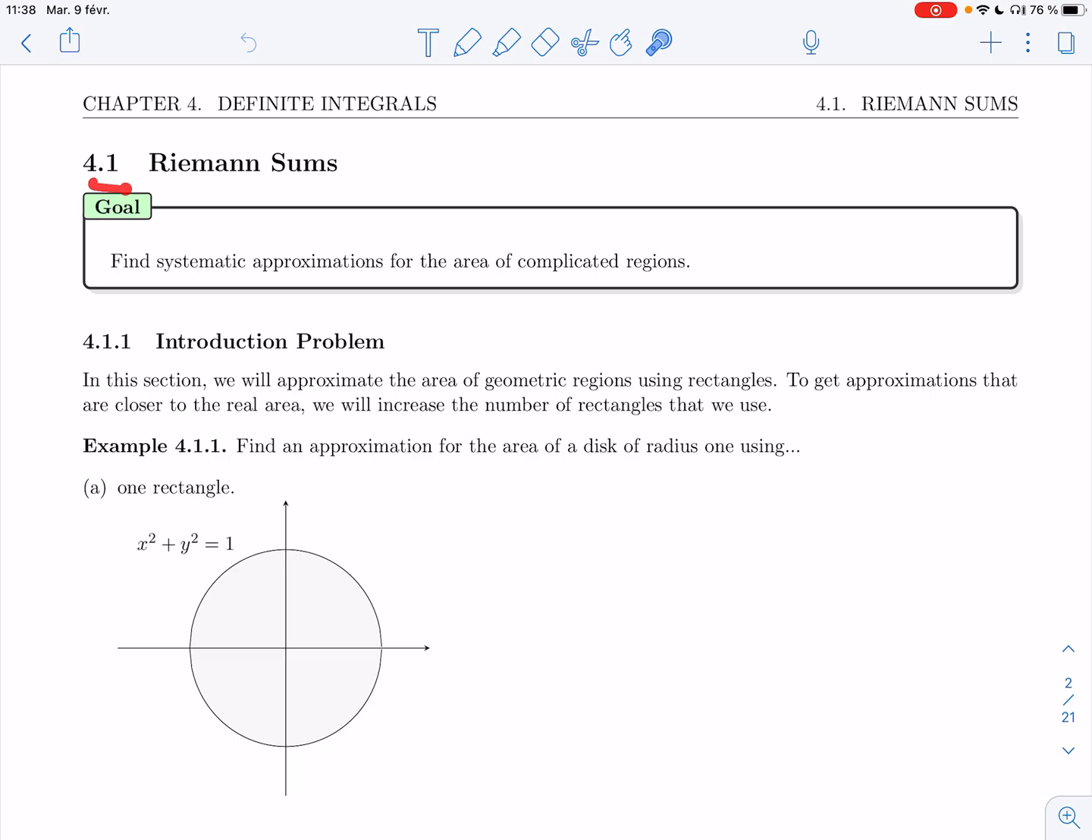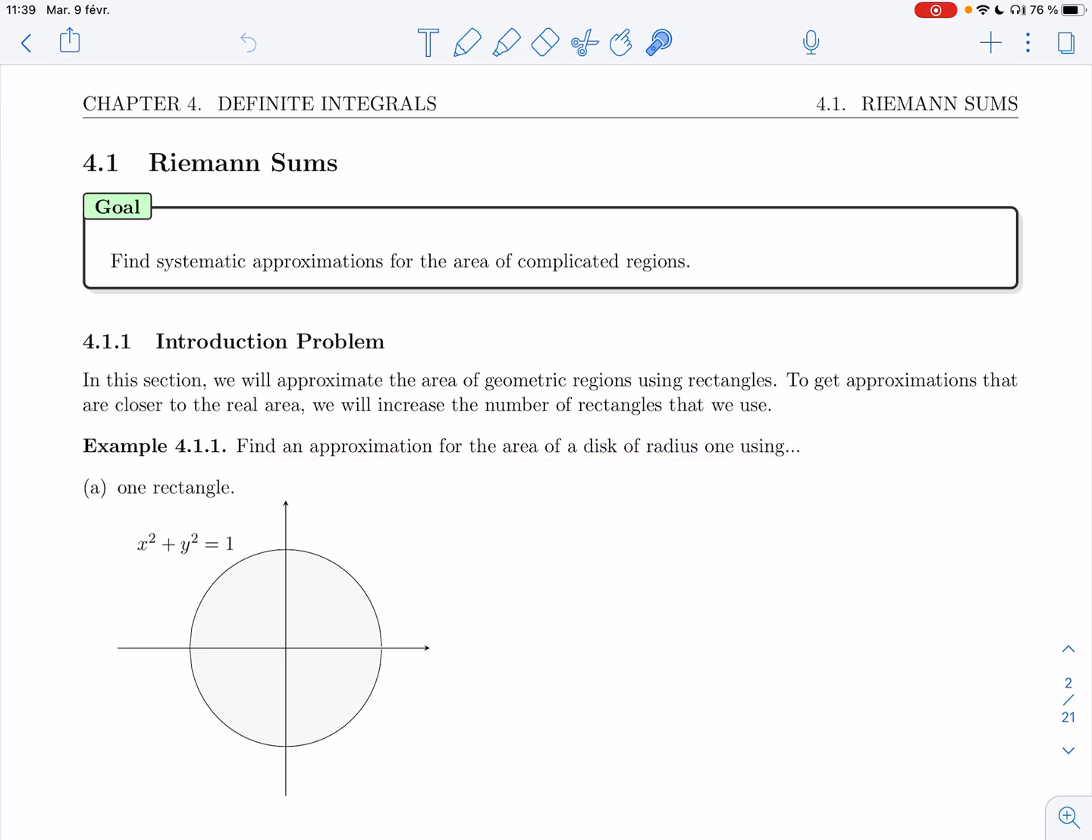All right, so let's get started. We're going to start with Riemann sums, and our goal, like we said, is to find a systematic approximation for the area of complicated regions. In section 4.1.1, we'll look at just one problem and see how it gets us started. In this section, we approximate the area of geometric regions using rectangles. To get approximations that are closer, we'll increase the number of rectangles that we use. So let's start with a classic problem. Find an approximation for the area of a disk of radius 1 using one rectangle.